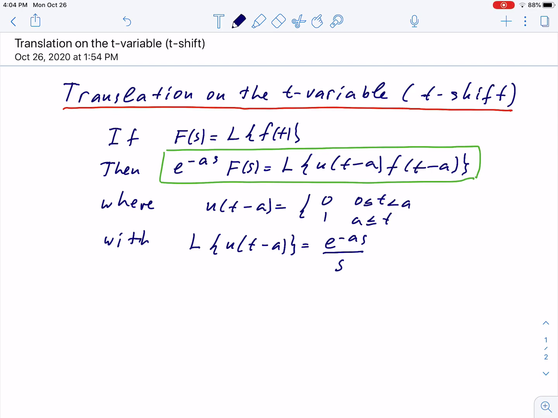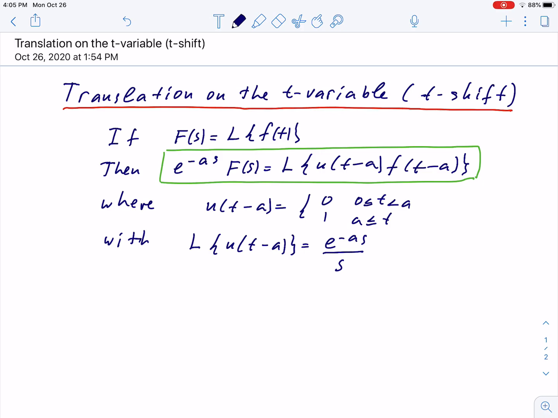So, in this lecture, we study the t-shift. In the book, it's called Translation on the t-variable. This is section 10.5. For the moment, we're skipping 10.4. So here is the entire theory.